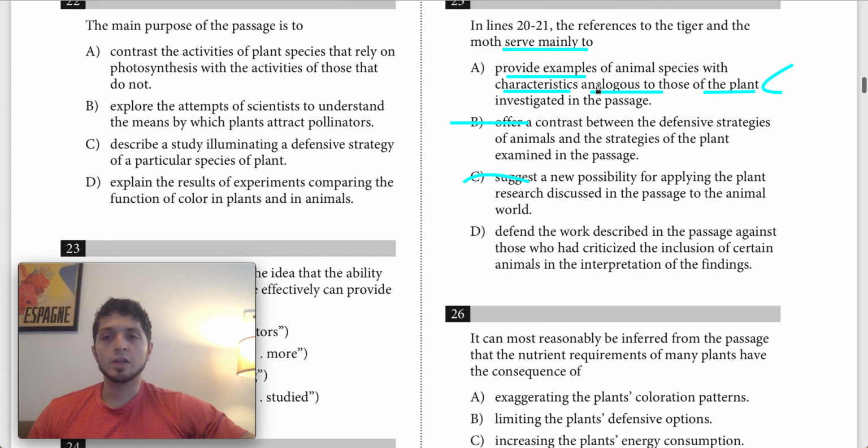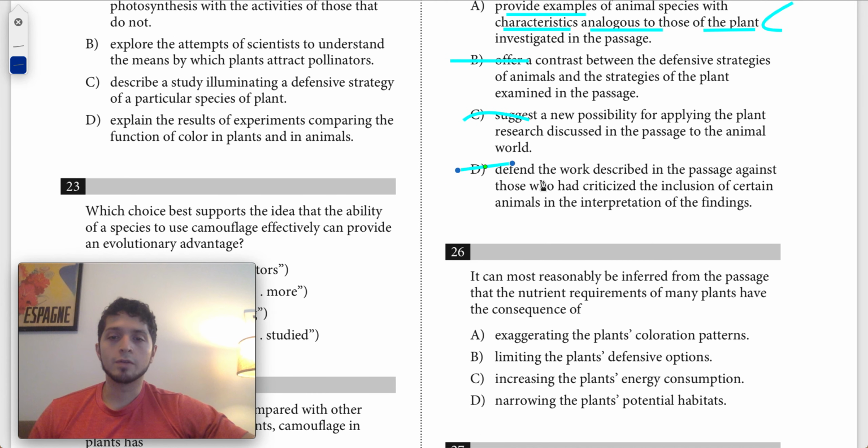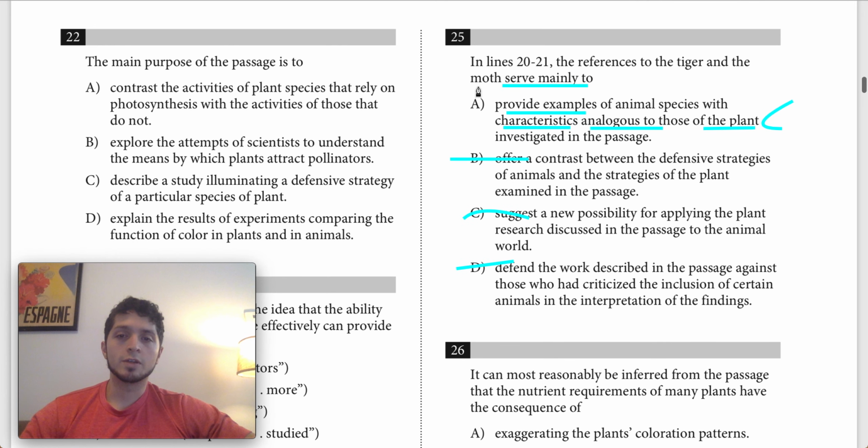The only thing that's being used with the reference of the tiger and the moth is basically to give examples of camouflage. So let's get rid of D, and that's going to leave us with answer choice A, which is our correct answer for question number 20.